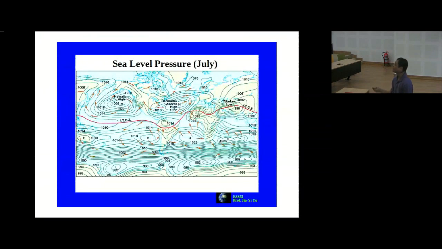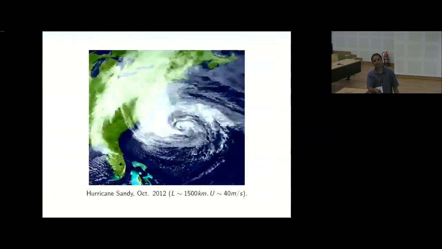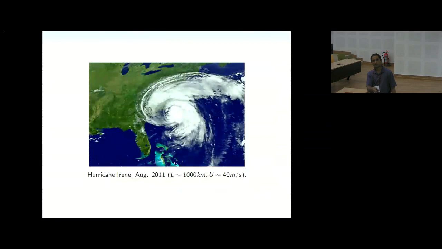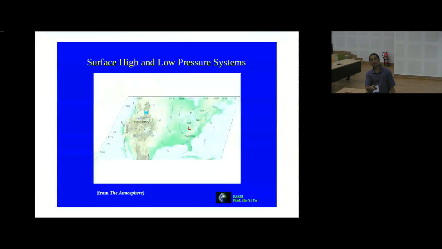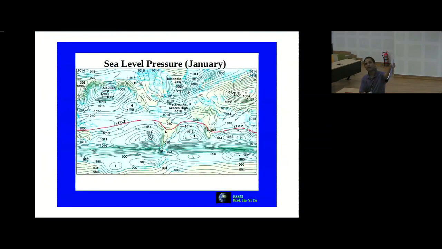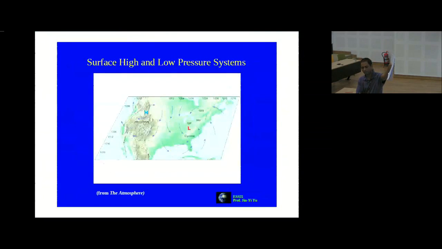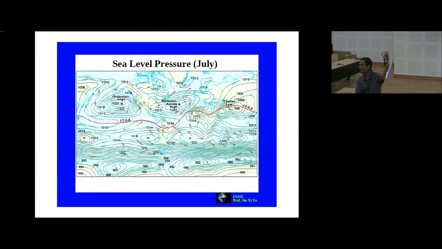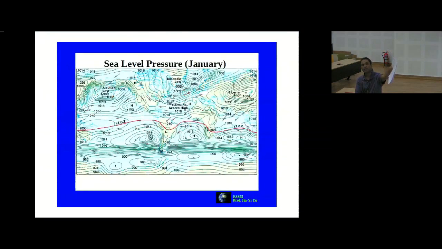The problem is, when are these hurricanes born? If you look at the dates, this guy was in October. This guy was in August. That's pretty much exactly the time when you are transitioning from this pattern over here in the summer to this pattern in the winter.